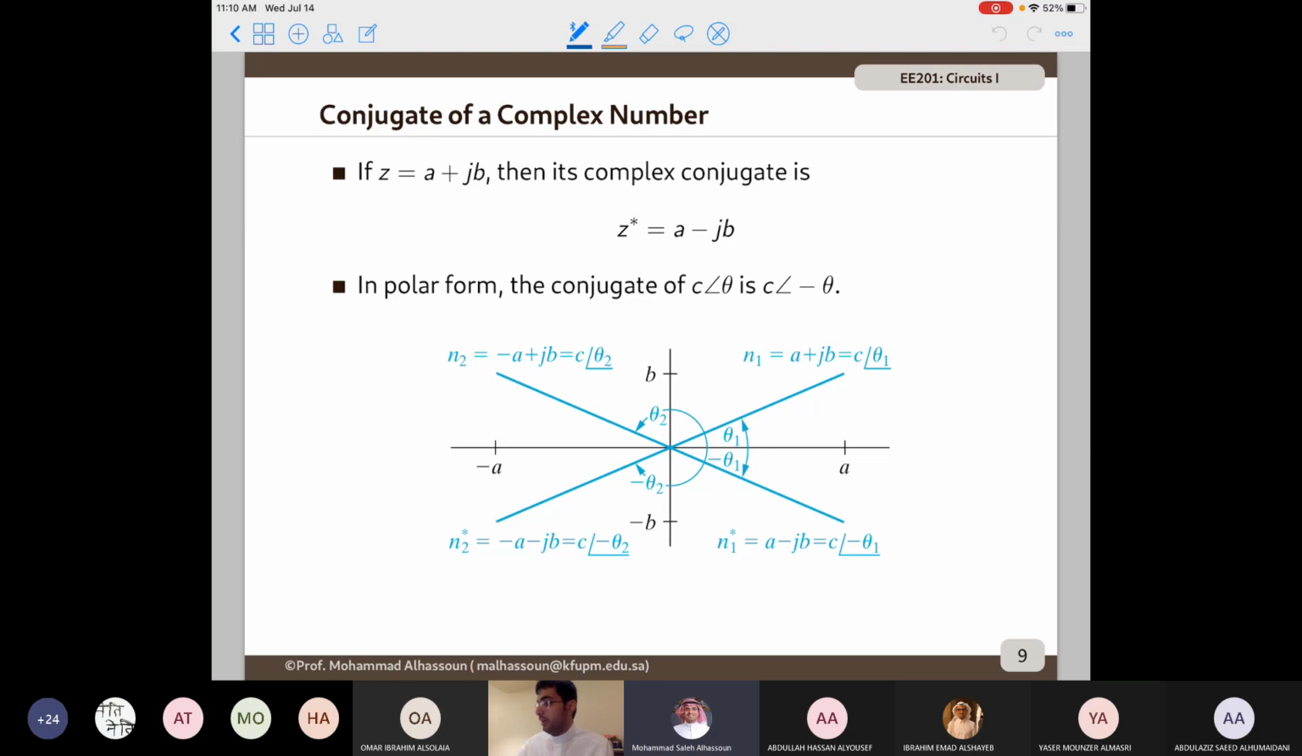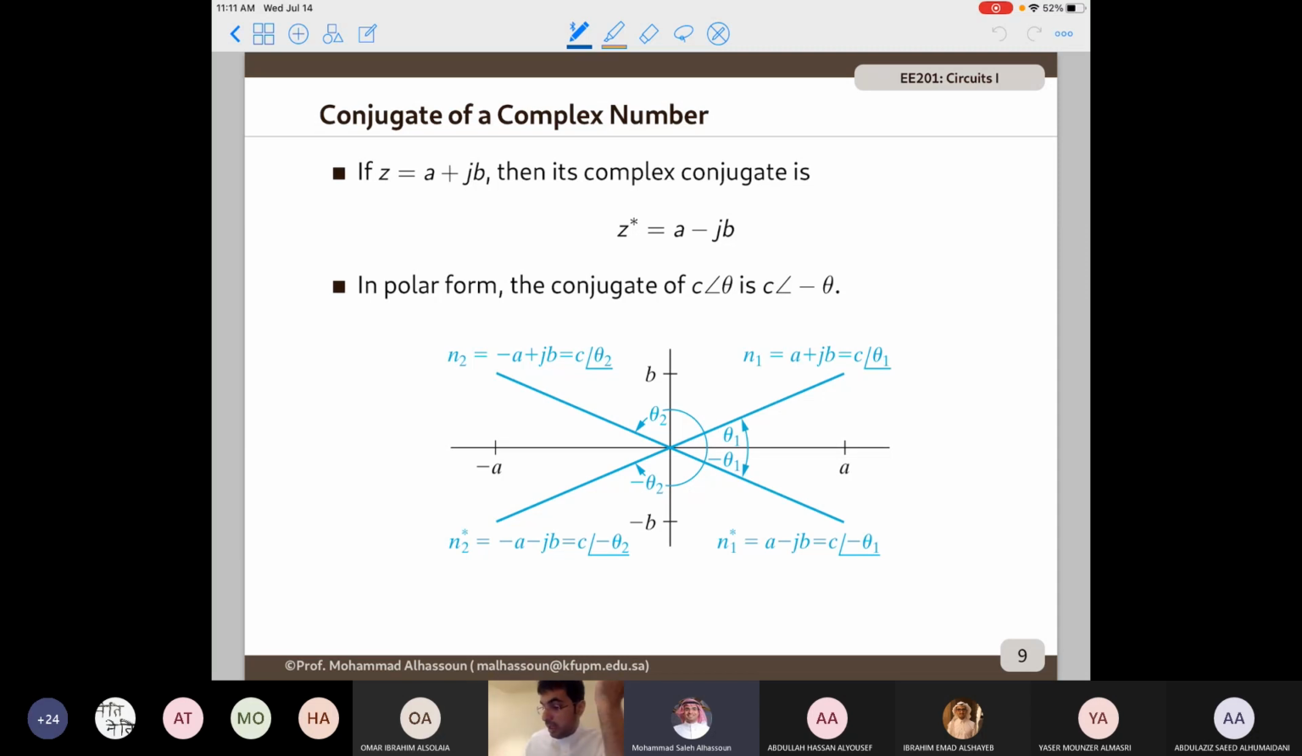Okay. Another important complex number is the conjugate of the complex number. So we have a complex number, and we are sometimes interested in its conjugate. This is very important when we talk about, we're not going to talk about it in this course, but maybe in a later course, maximum power transfer to a load. This condition occurs when the impedance of the load is the complex conjugate of the source impedance. So knowing the complex conjugate of a number is very important.